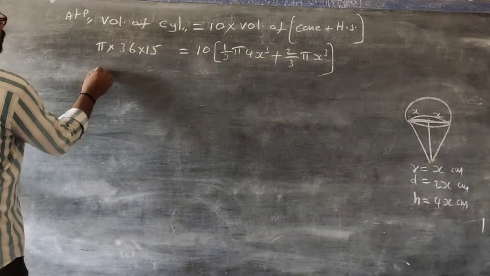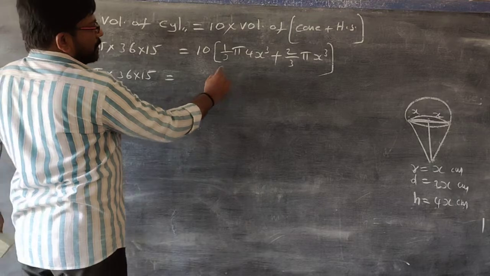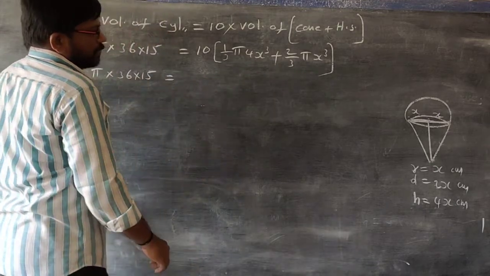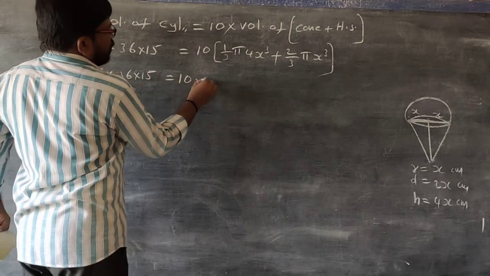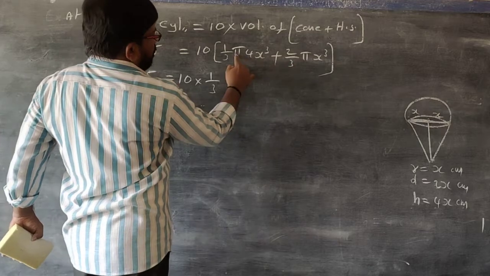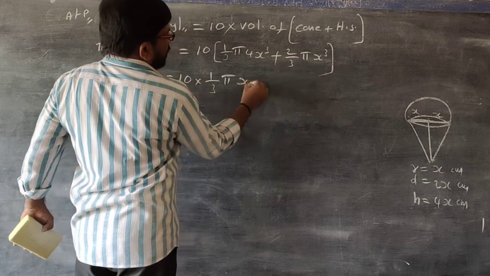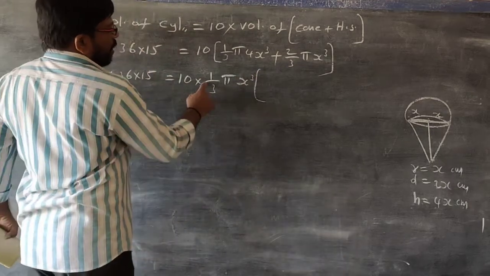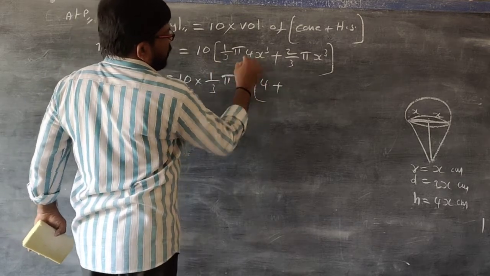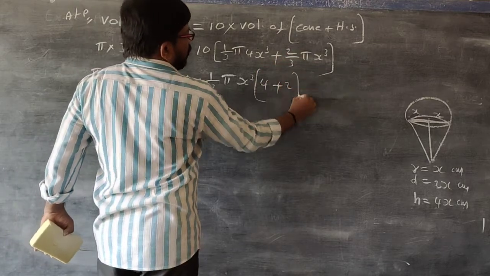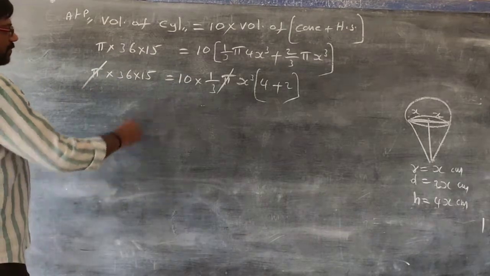So pi into 36 into 15 is equal to... From both terms, take common, observe carefully, 1/3 and 1/3: 10 into 1/3 common, and pi also common, and x cube also common. So what is the remaining? 1/3 pi x cube. After that we got 4. Next here 2. Right? So on both sides pi gets cancelled.